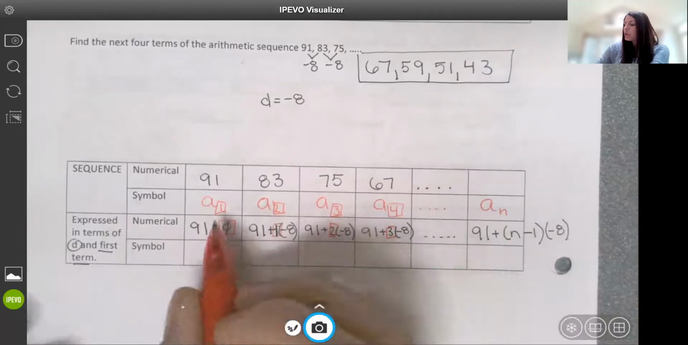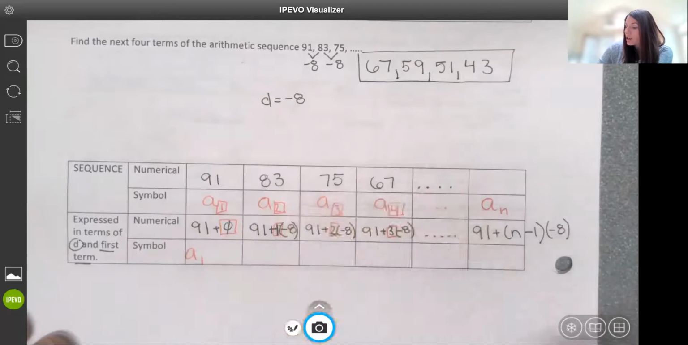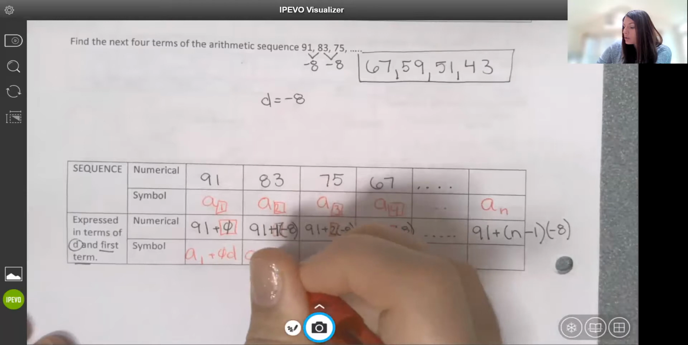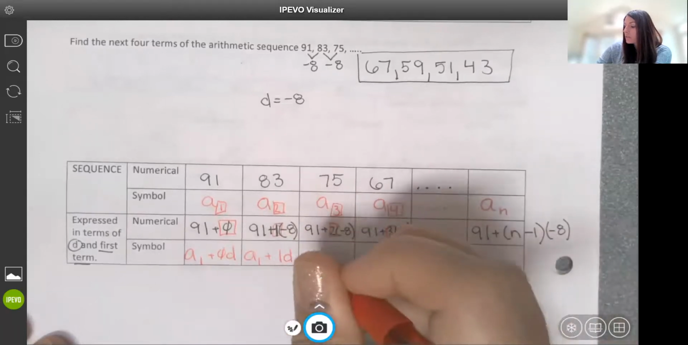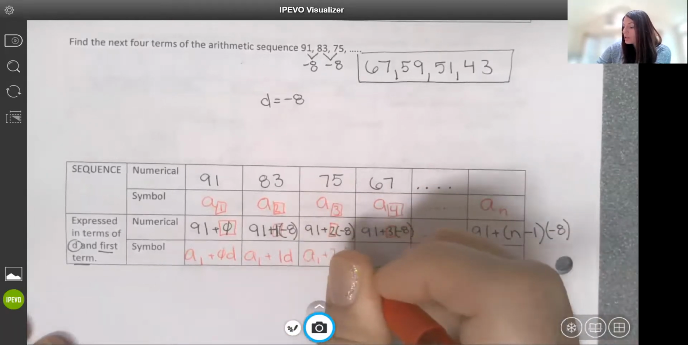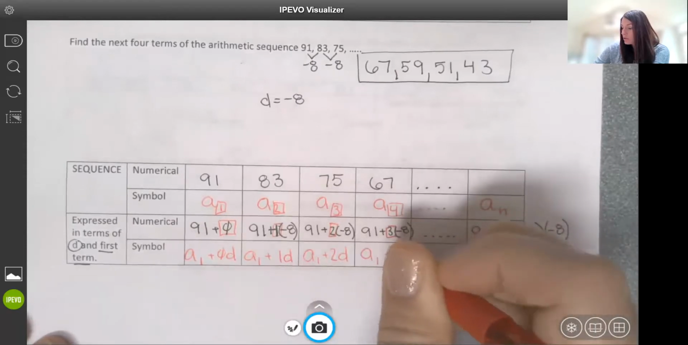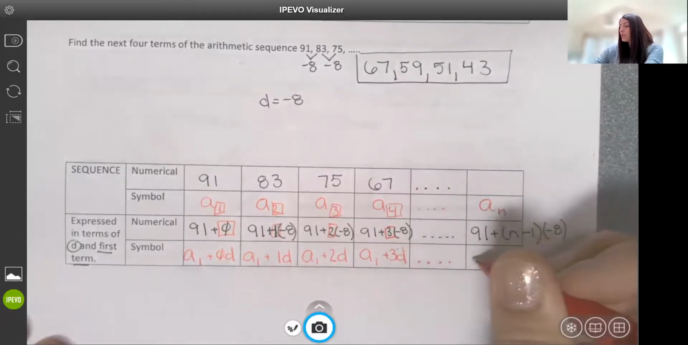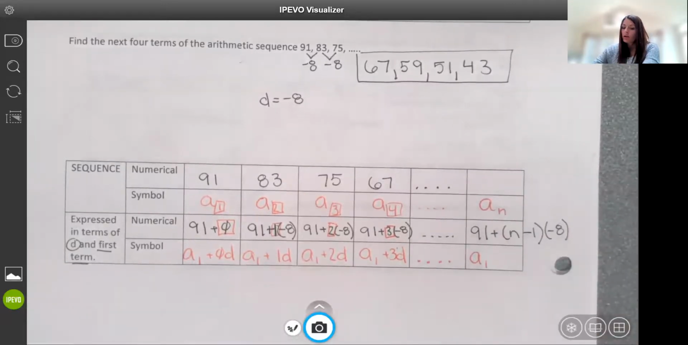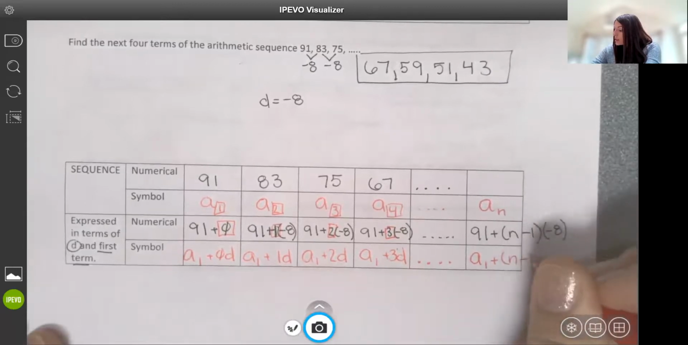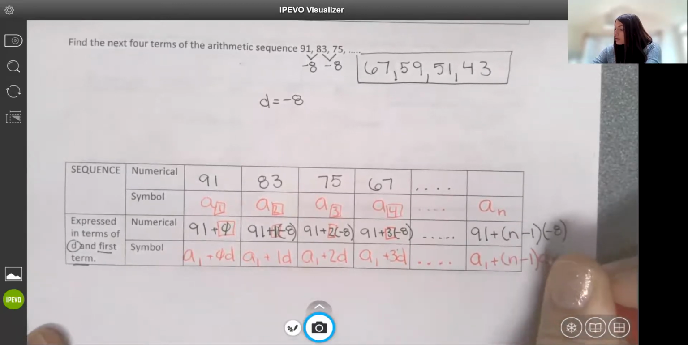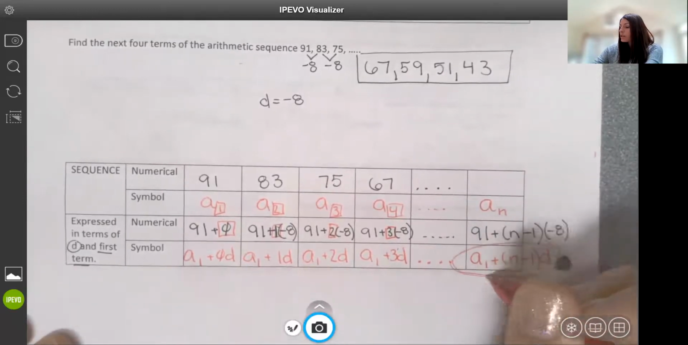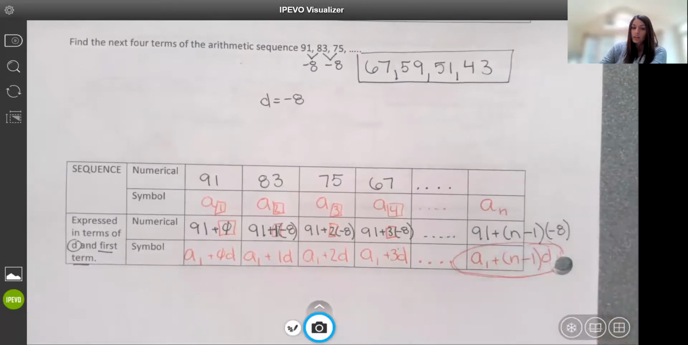And so using our symbols up above, that means here I have a sub 1 plus 0 differences. And then I have a sub 1 plus 1 difference. And I have a sub 1 plus 2 differences, and a sub 1 plus 3 differences. And so I can always find any term of the sequence using the first term plus 1 less than the number of term I want to find times my difference. There's my formula. Okay, we just discovered our formula for our arithmetic sequences.